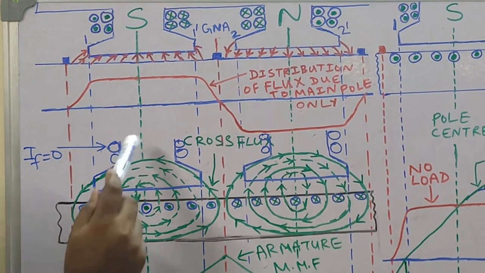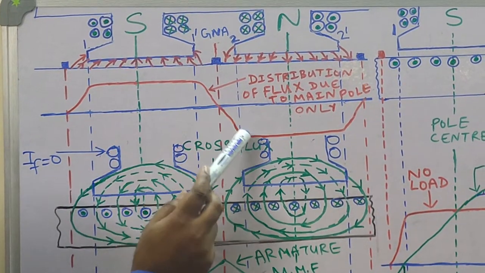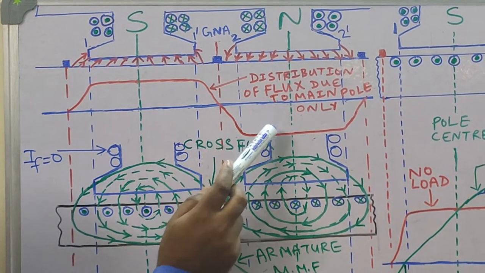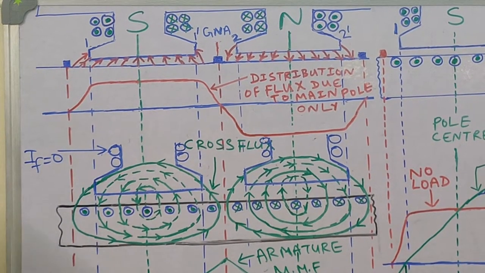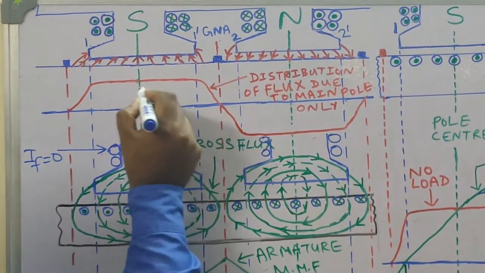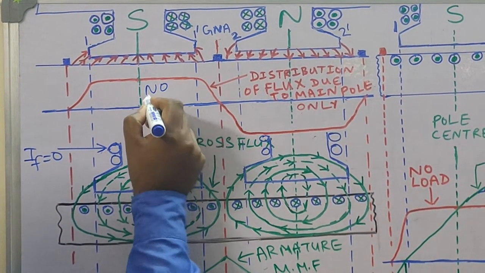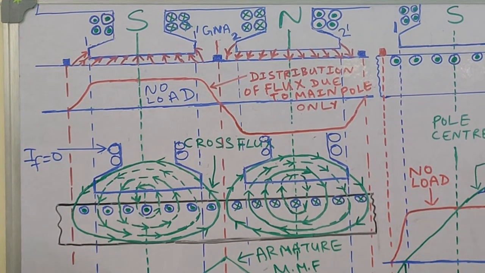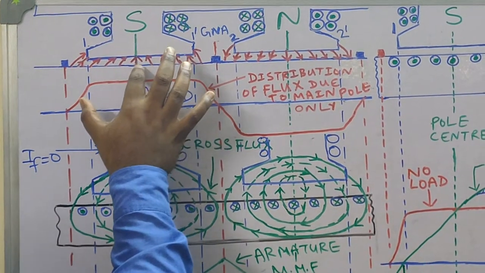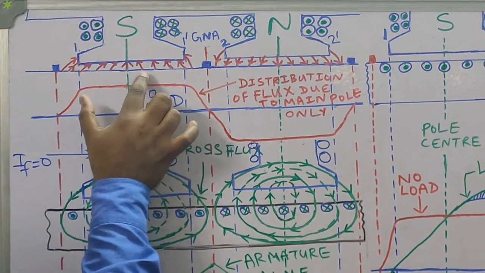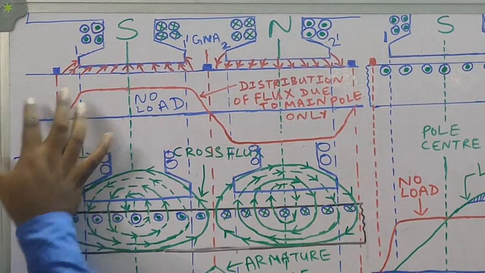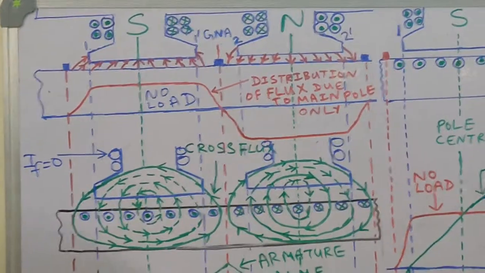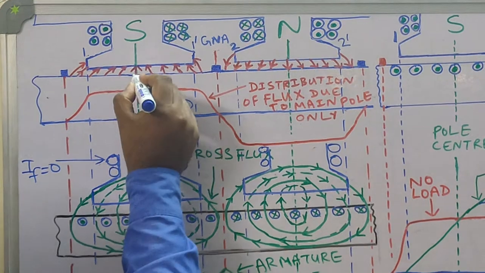Now, while plotting this flux distribution, it is assumed that this flux distribution is being plotted at no load condition. So that point should be kept in mind, that this is plotted at no load. That means armature current is zero. So actually, I should have indicated the armature conductors over this surface, because this is your armature core. So I should have indicated the conductors along here.